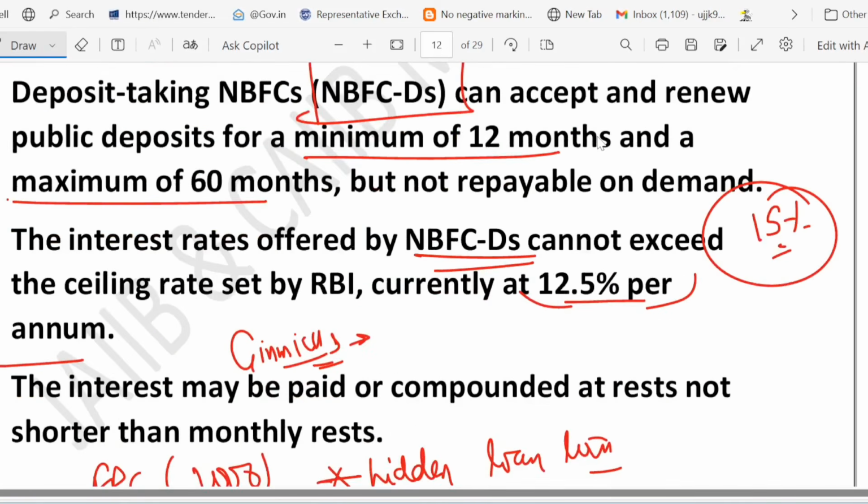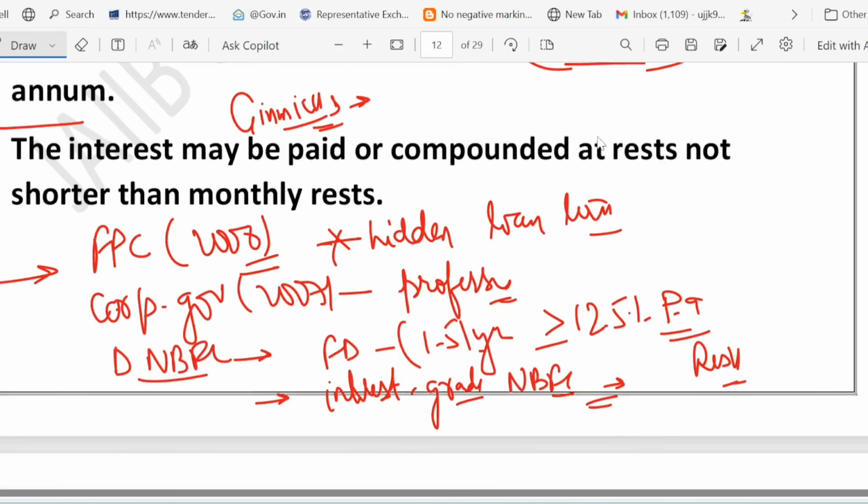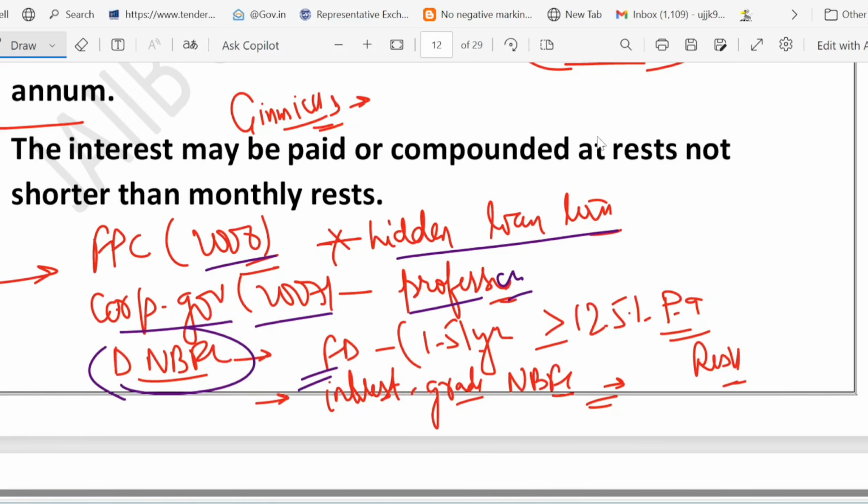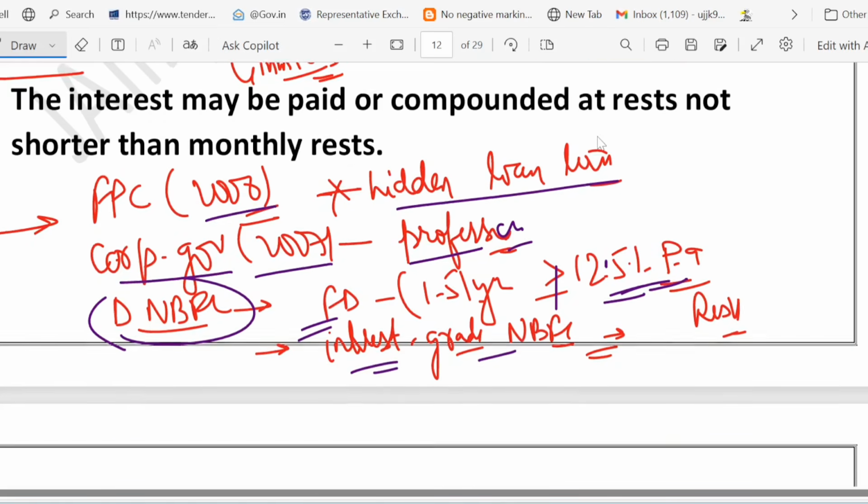Okay, then after we talked about FPC, the Fair Practice Code, which comes into picture in 2006. Means no hidden loan terms should be there. Corporate governance comes into picture in 2007. Professionalism was ensured. If there is a deposit taking NBFC, for FD the minimum is 1 year, maximum 5 years, and the interest on the FD can't exceed 12.5% per annum, right? And investment grade, yes, only investment graded NBFCs can take deposits, right?